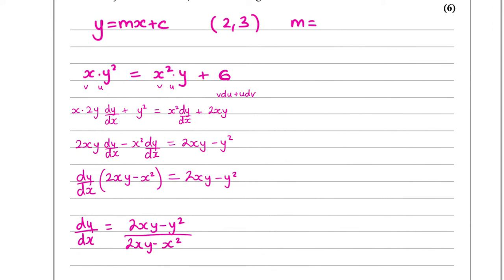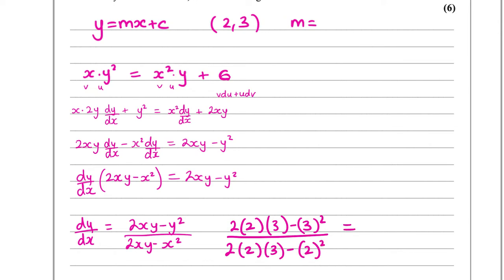So now to find the gradient, I'm going to substitute in 2 and 3. So I'm going to have 2 lots of 3 minus 3 squared divided by 2 lots of 3 minus 2 squared. Okay, what does that give me? So then the gradient is 3 over 8. So now we have our gradient, 3 over 8.